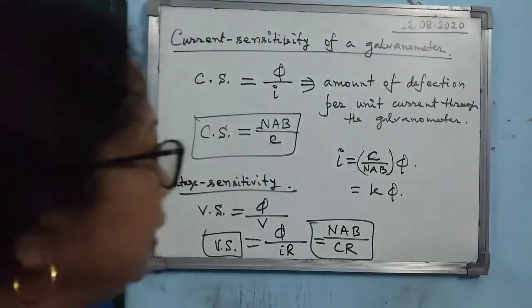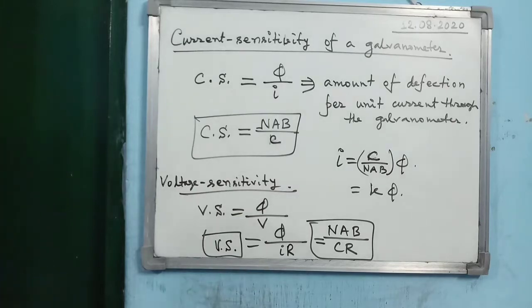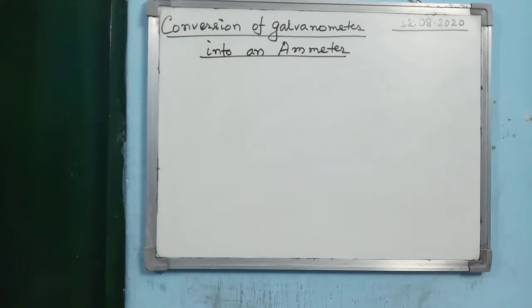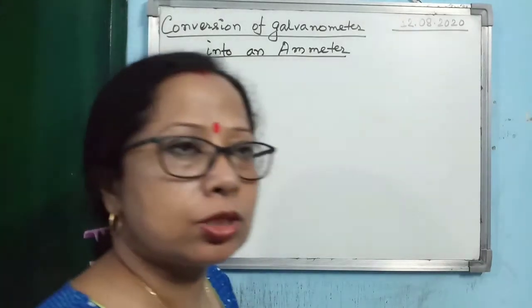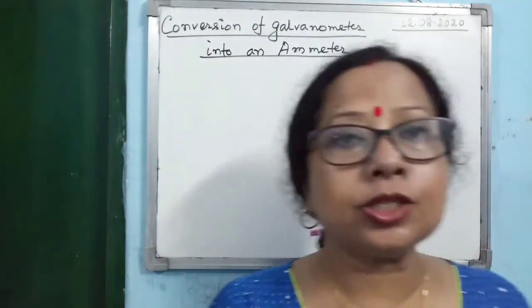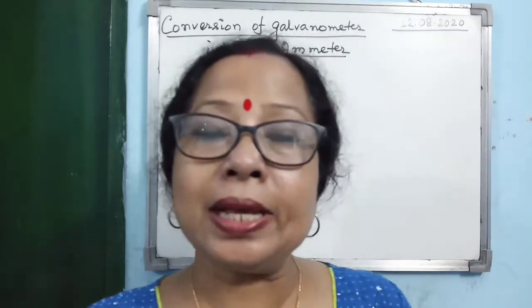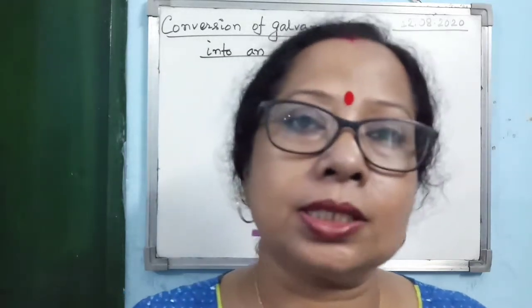Alright, so this is the concept of current sensitivity and voltage sensitivity, and how to increase the current sensitivity and voltage sensitivity of a galvanometer. Now the two topics I am going to discuss are very important, concept wise and exam wise, and for solving the numericals also. So please try to have a very clear concept.